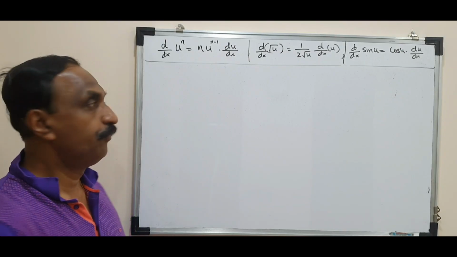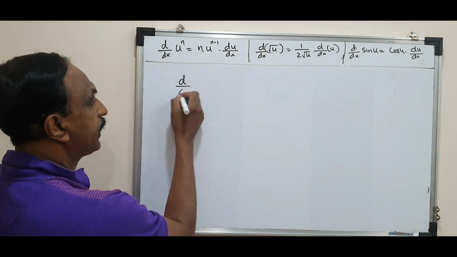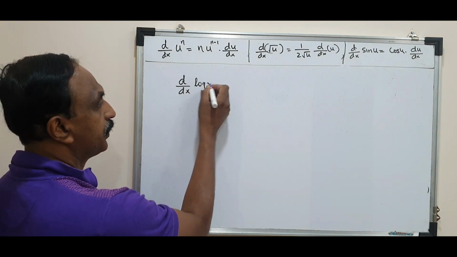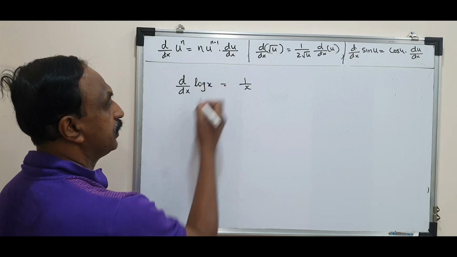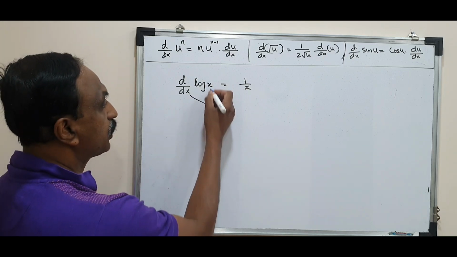Function. We know the derivative of log x is 1 upon x. So what have we noticed? They both are same.